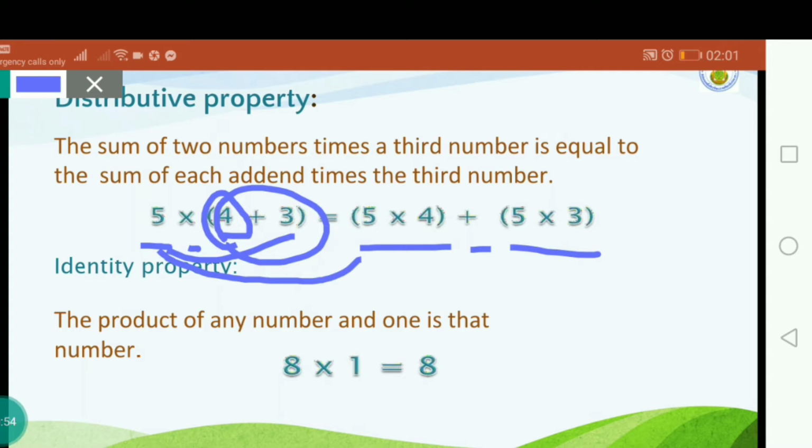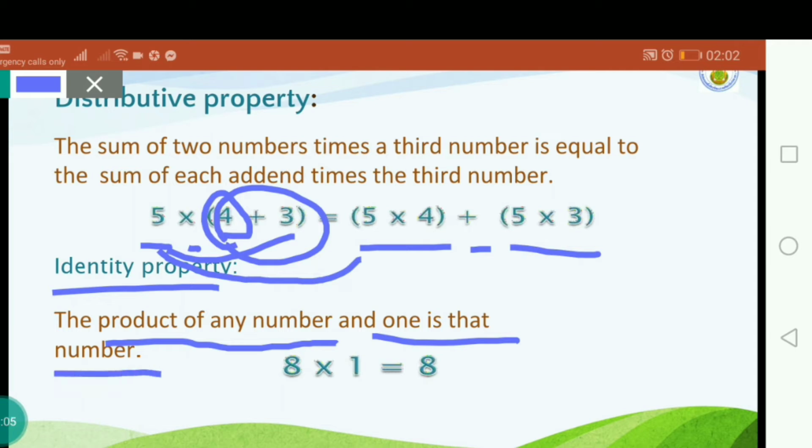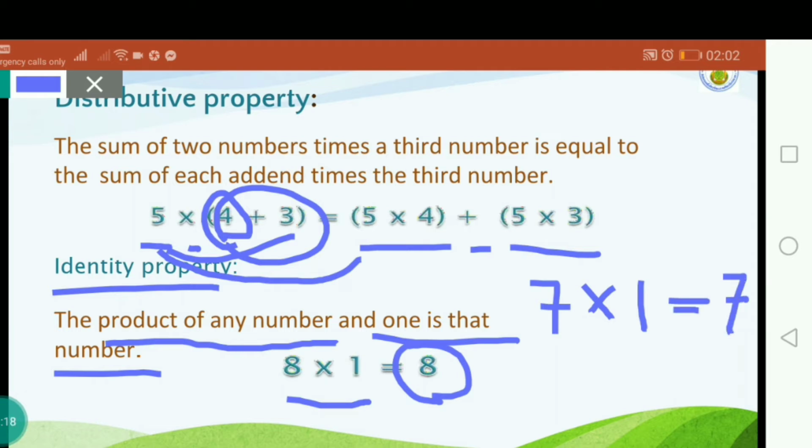And the last property that we have is the identity property. The product of a number and 1 is that number. For example, we have 8 times 1 is equal to 8. Here is 7 times 1, which is always the number 7. For example, I have 10 times 1. The answer is the number 10. That is what we call the identity property.